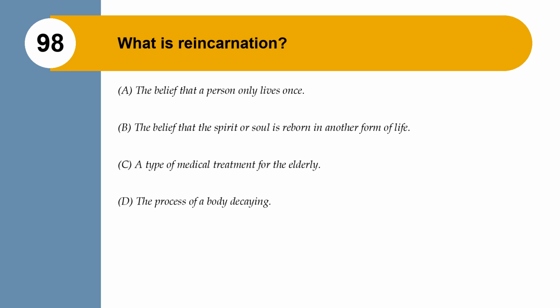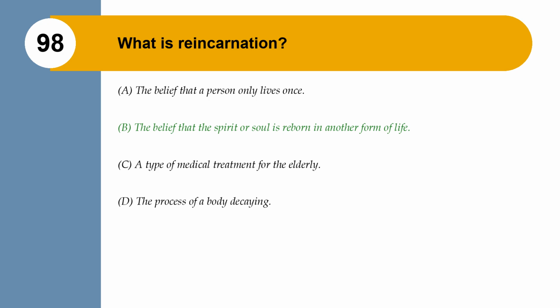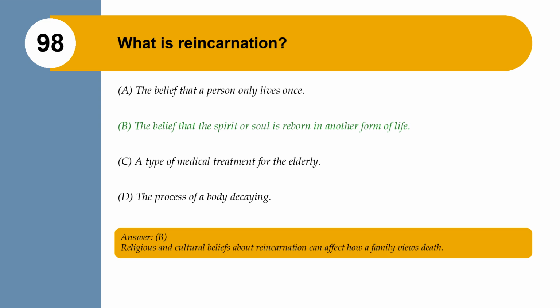Question 98. What is reincarnation? Option A, the belief that a person only lives once. Option B, the belief that the spirit or soul is reborn in another form of life. Option C, a type of medical treatment for the elderly. Option D, the process of a body decaying. The correct answer is option B, the belief that the spirit or soul is reborn in another form of life. Explanation: Religious and cultural beliefs about reincarnation can affect how a family views death.